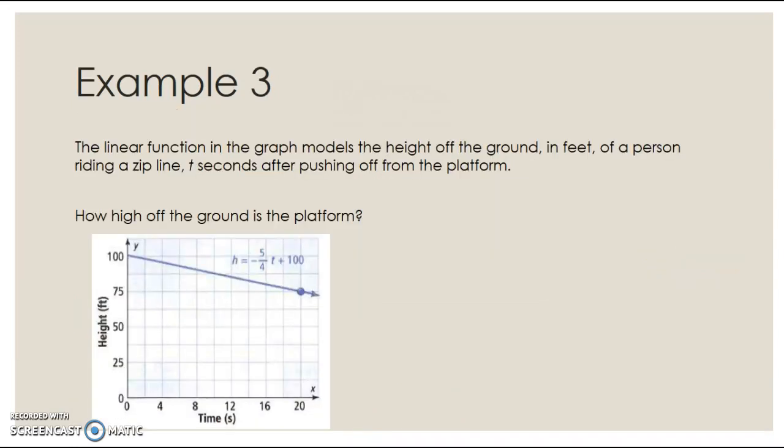All right, so example 3. A linear function in the graph models the height off the ground in feet of a person riding a zip line t seconds after pushing off from the platform. How high off the ground is the platform? So this gives us two things. We have our y-intercept on the graph. We also have our b value in our equation. In this case, it's h equals mt plus b. But either way, notice that our y-intercept, or our initial height, is 100. And so the platform's height off the ground is 100 feet.